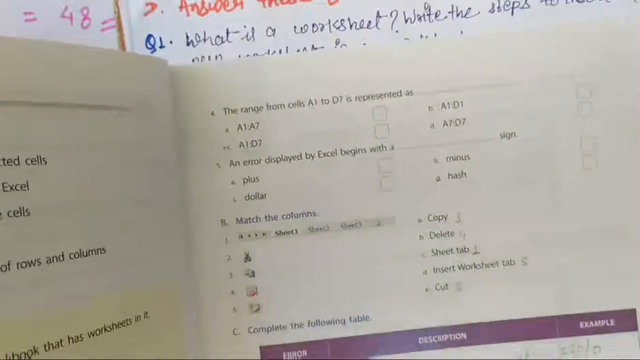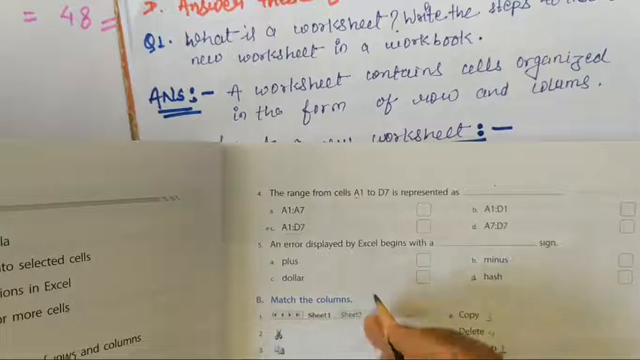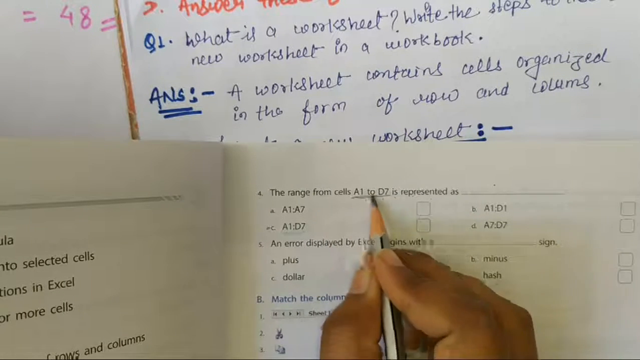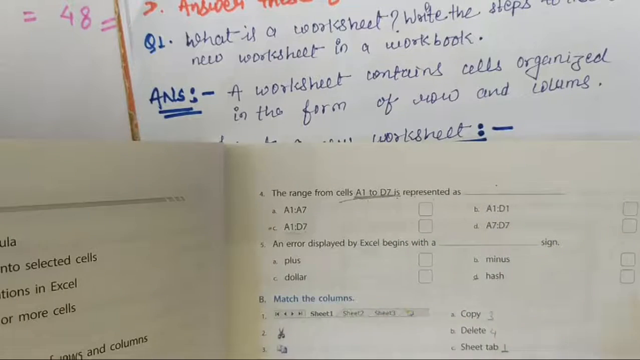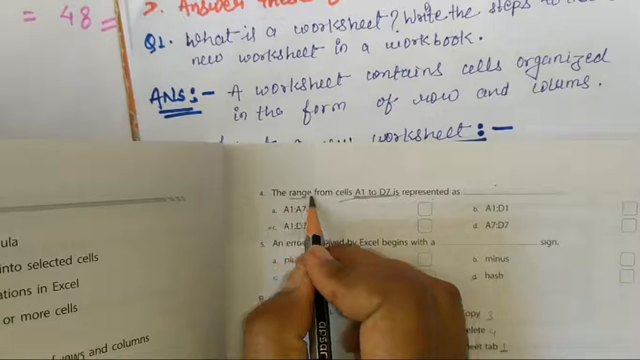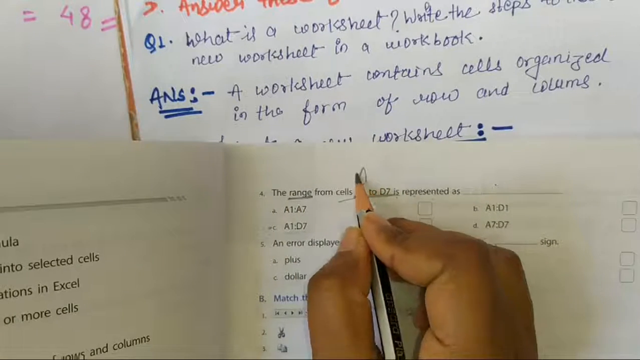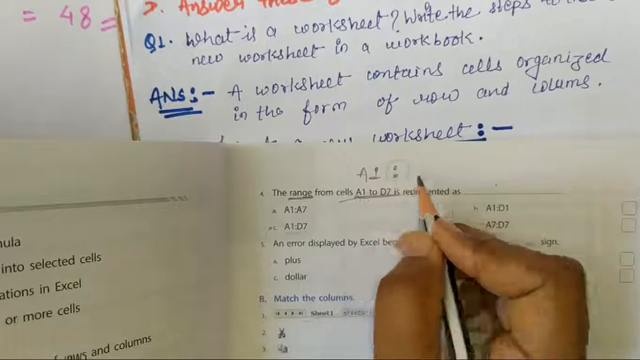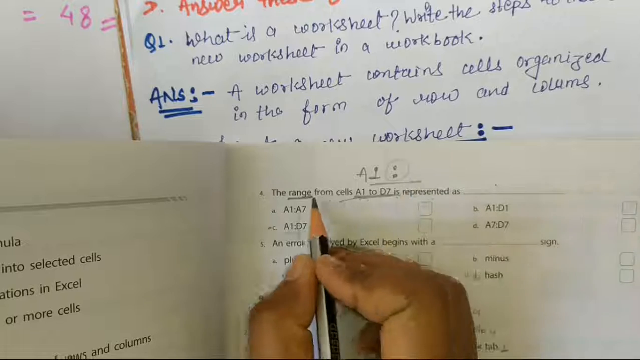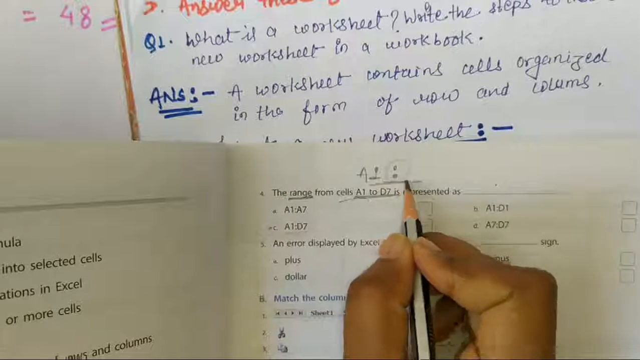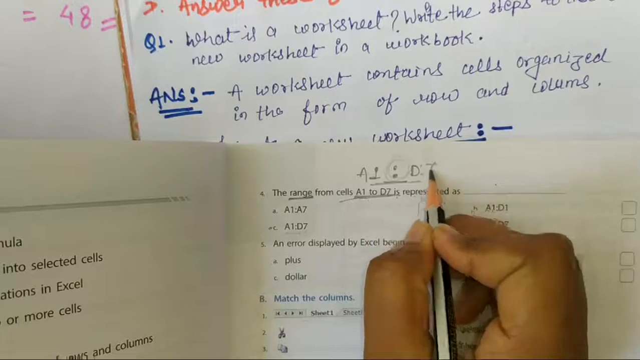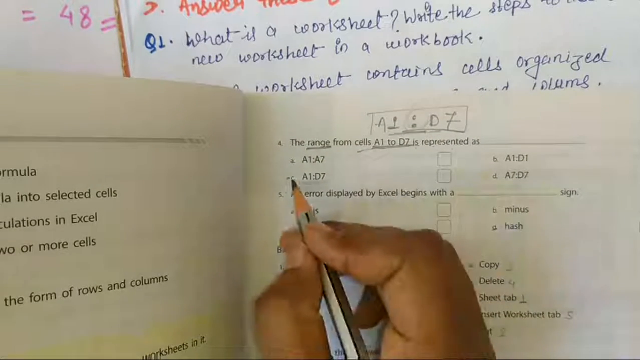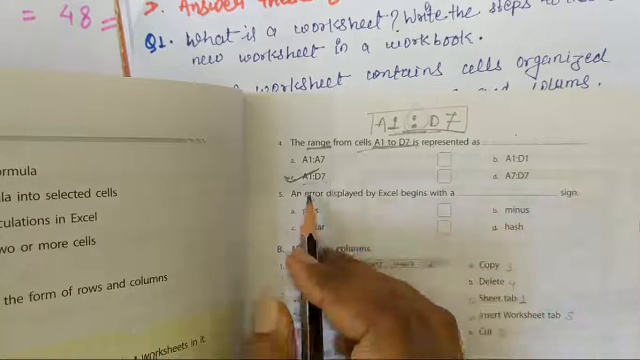Next question is the range from cell A1 to D1, the range of cells. I have already discussed the range in the practical section. Range means A1 colon. By using a colon we can express a range. This is D7. This is the range A1 to D7. So the correct answer is A1 to D7.